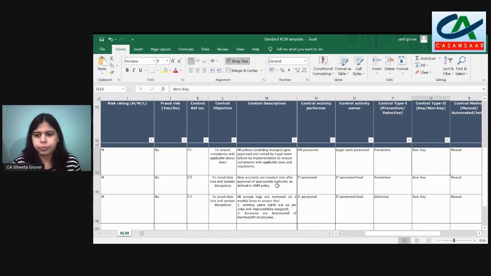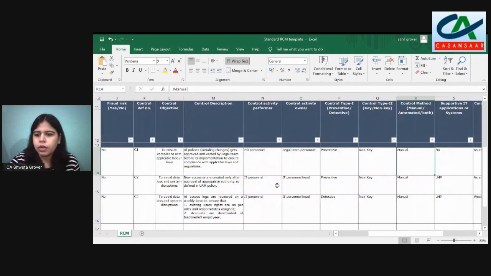I'll discuss that. Control type, again, depends on two aspects: for what purpose you are preparing, and how big your organization is, their organization structure. Considering that, I have considered this as non-key. Control method: since the legal team is vetting this through legal team personnel, there is no system in play. So the control method would be manual here. There is no supportive IT application.